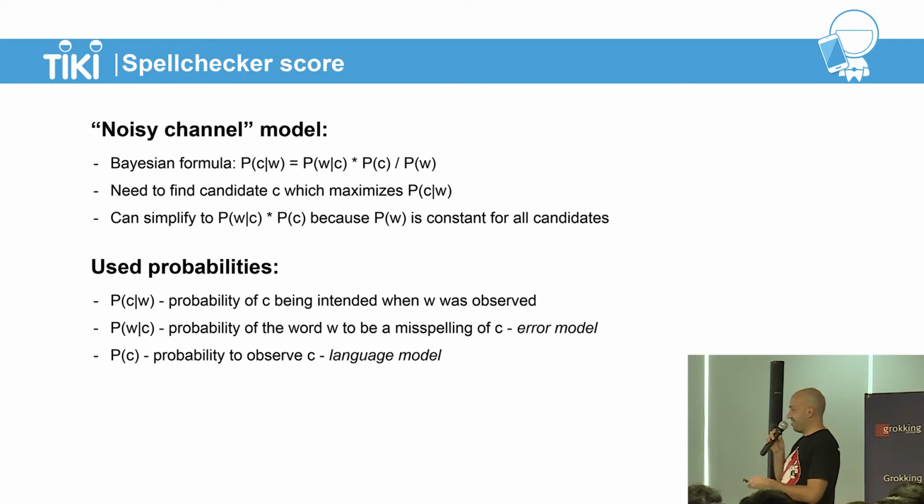Okay, let's go further. First, building the language model, which is to calculate the probability of the word C to be observed.